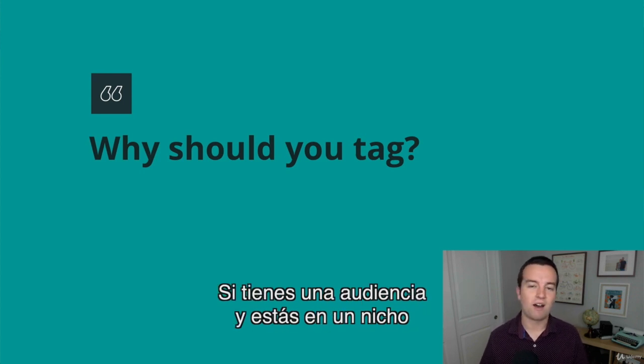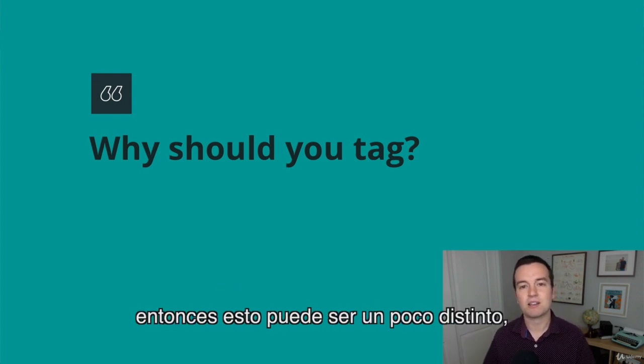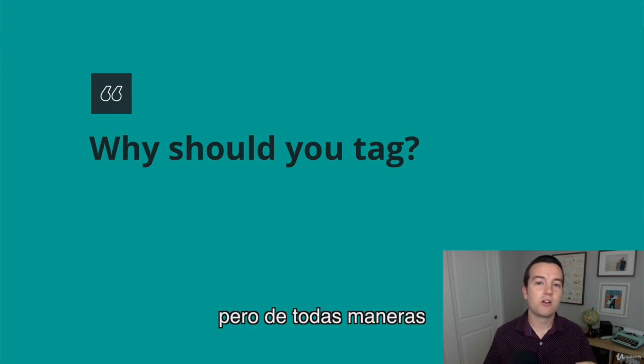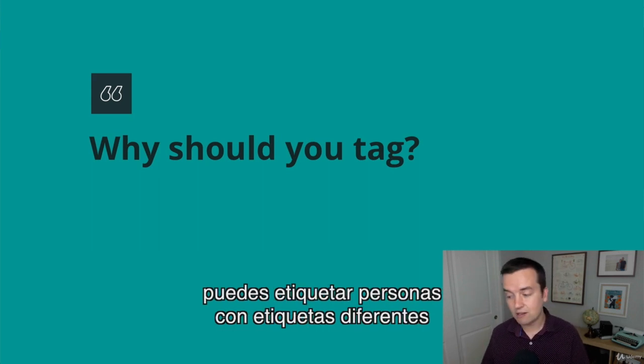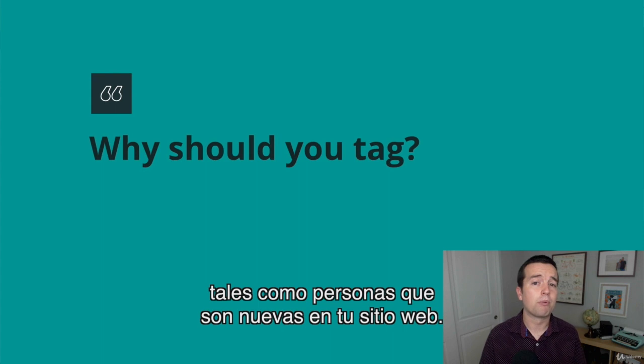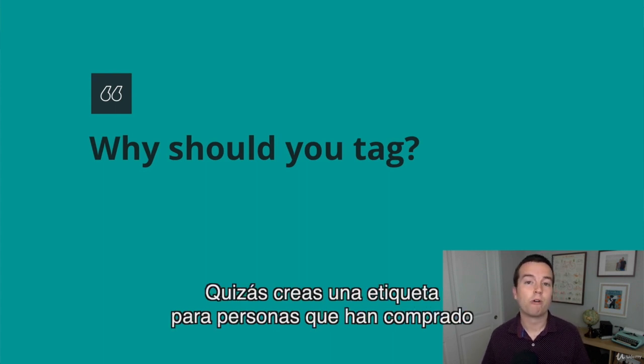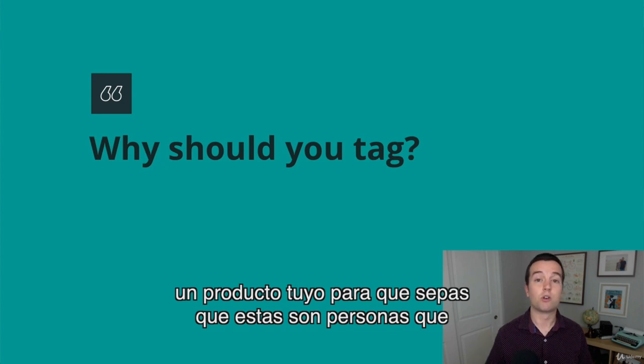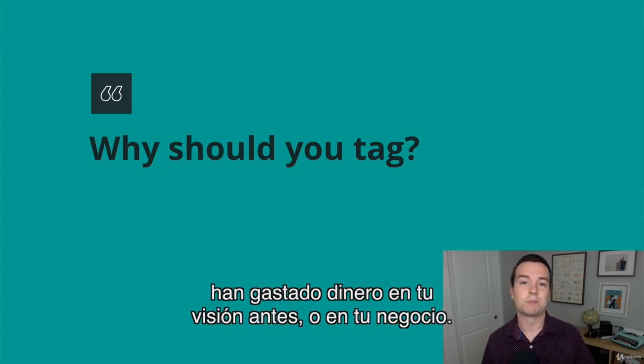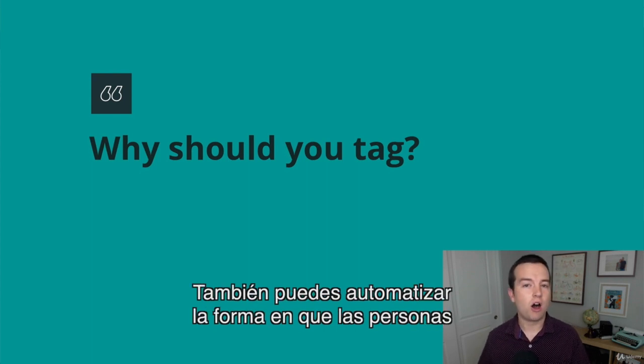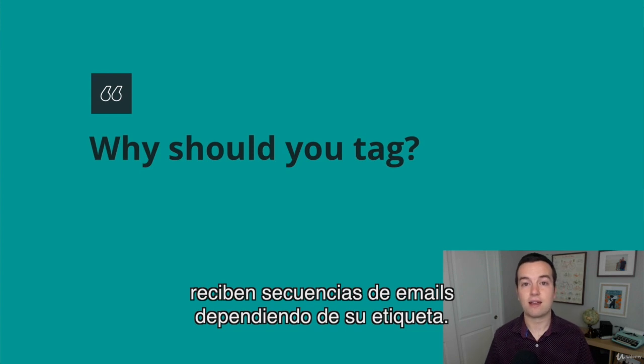If you have one audience and you're in one niche, then this might be a little different, but even still, you're able to tag people with different tags, such as people who are brand new to your website. Maybe you create a tag for people who have purchased a product of yours, so you know that these are people that have spent money on your site before or in your business. You can also automate the way that people get email sequences depending on the tag that they get.